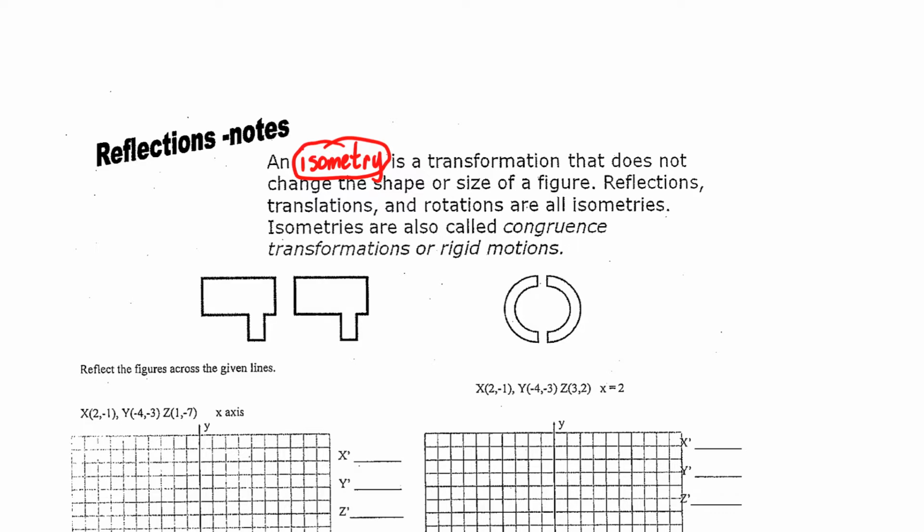So we'll talk about rotations tomorrow. That doesn't change the shape or size. Reflections, what we're about to do right here, doesn't. But next week we'll do dilations. And a dilation does change the size. So a dilation is not an isometry.